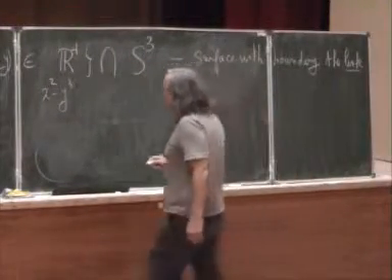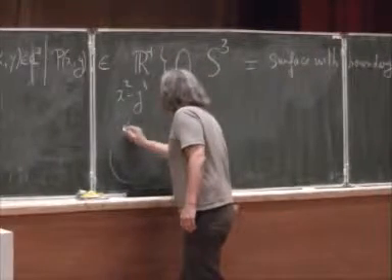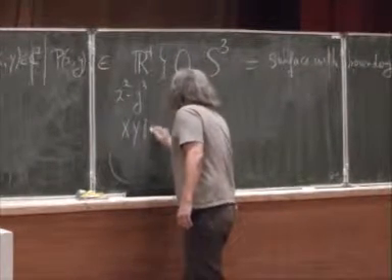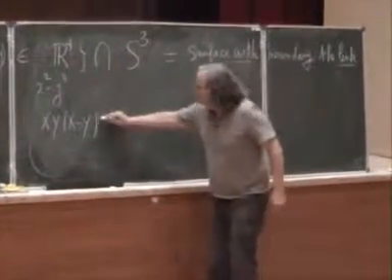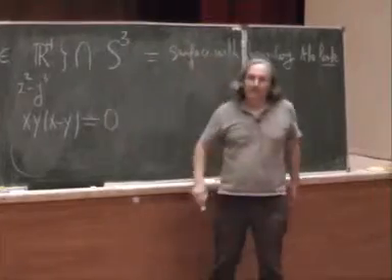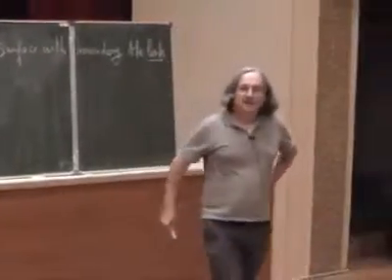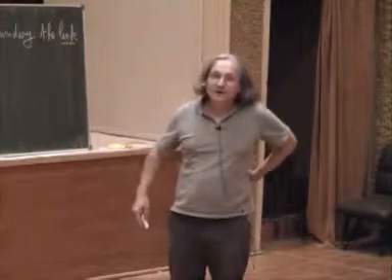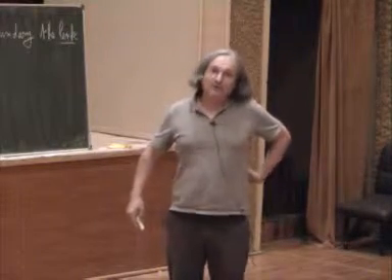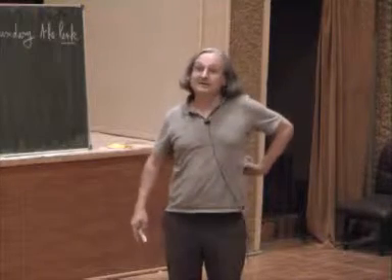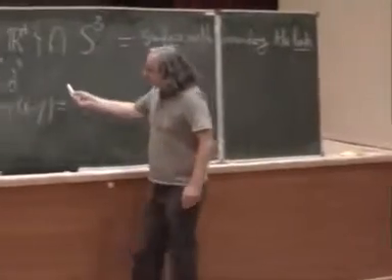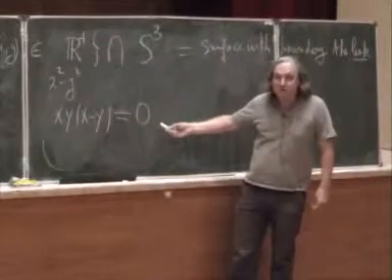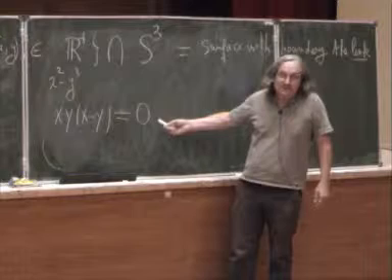Let me show you the example. What about this one? x y (x minus y) equal to 0. That's very easy. xy times (x minus y) is equal to 0 if x is equal to 0, or if y is equal to 0, or if x is equal to y. So this set here is the union of three lines.